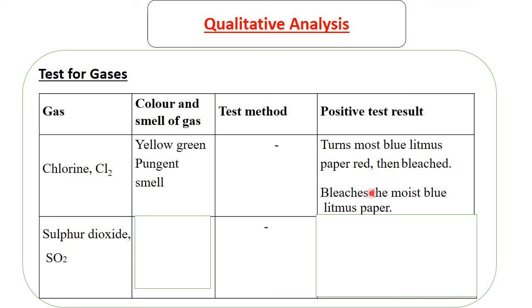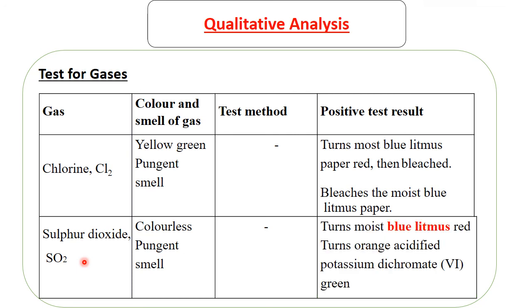The next is sulfur dioxide. This one also is colorless and it has a pungent smell. And of course, if you use moist blue litmus paper, it turns the moist blue litmus red. It also turns orange acidified potassium dichromate green. Sulfur dioxide is an acidic oxide, therefore you expect it to turn blue litmus red.